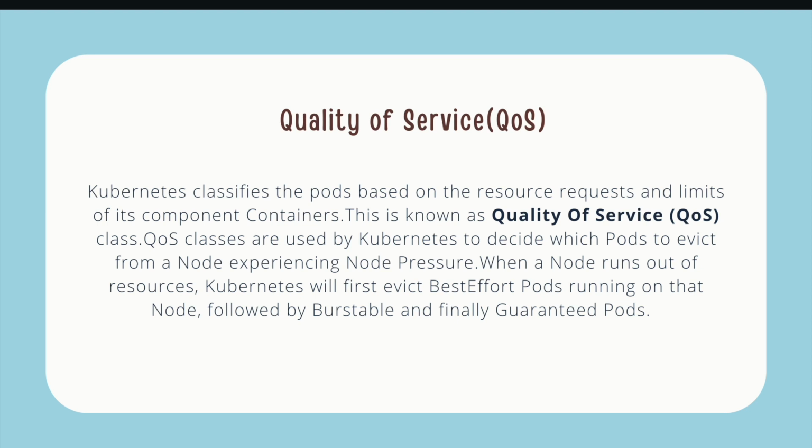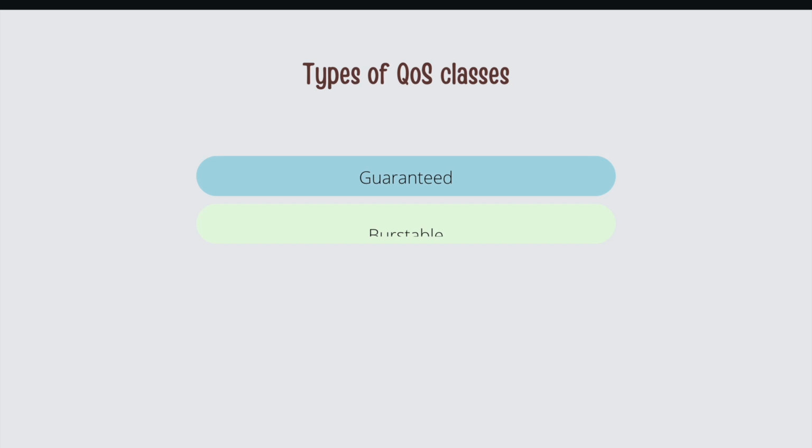When a node runs out of resources, Kubernetes will first evict the best effort pods running on that node, followed by burstable and finally the guaranteed pods. There are three types of QoS classes: guaranteed, burstable, and best effort. Now we are going to see one by one what these three classes mean in Kubernetes, and their demos.